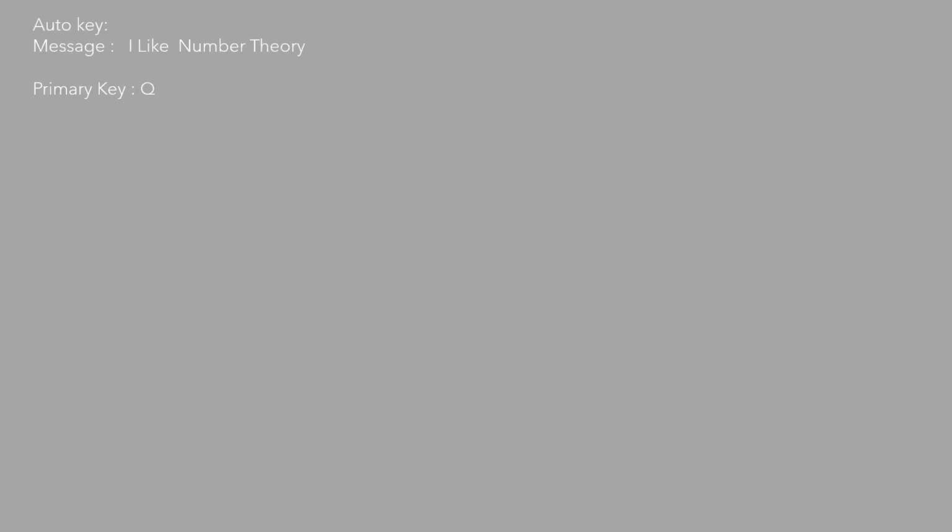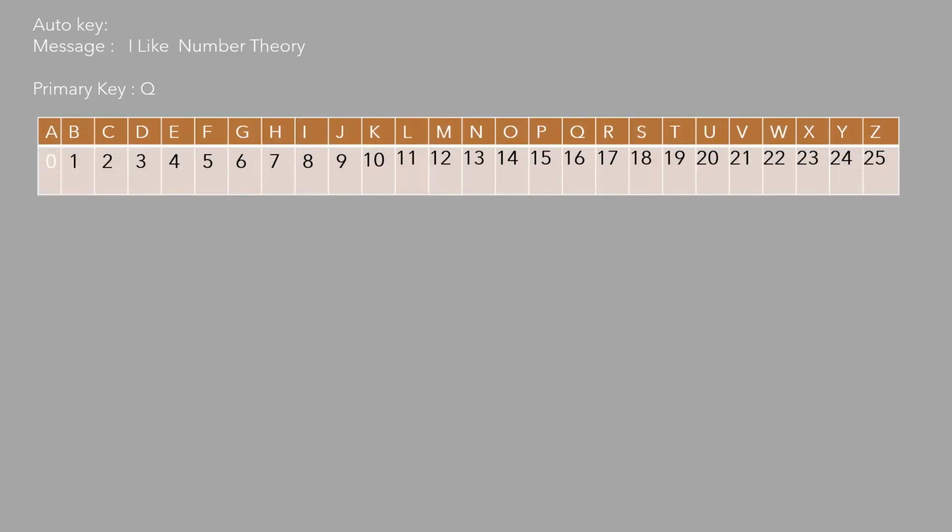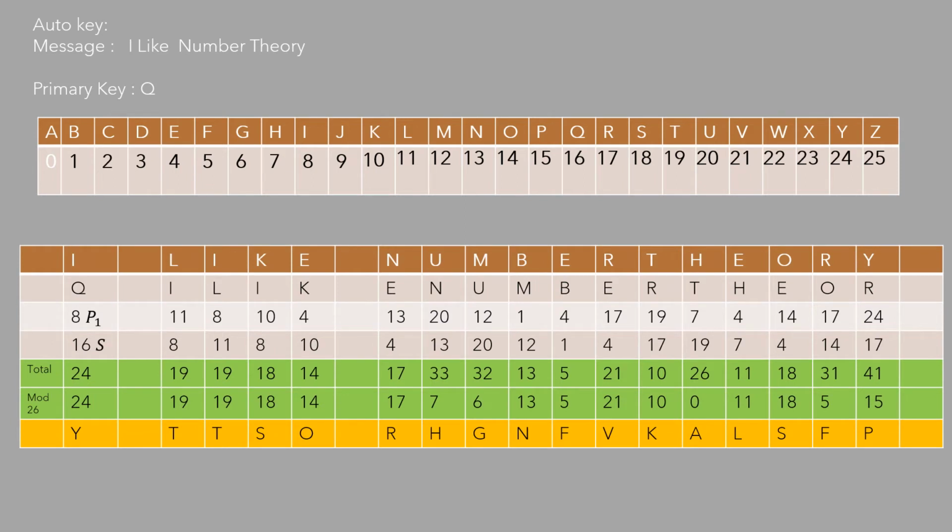Let's see another example. The message is "I like number theory." The priming key is Q. So we use the same table to convert that into numerals, writing the message "I like number theory" and the second row with the priming key, then adding the two numeral values together and taking the modular arithmetic, I can get the encoded message for "I like number theory."